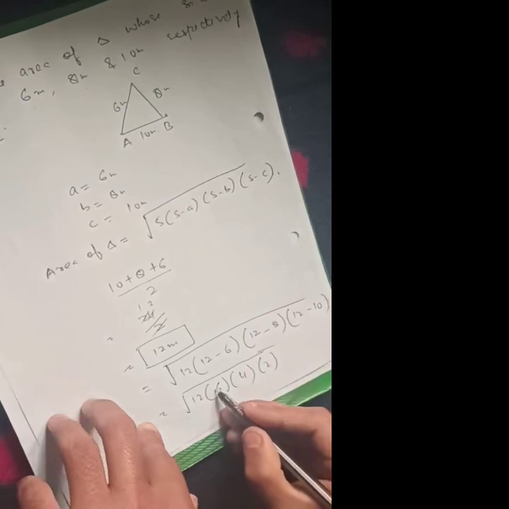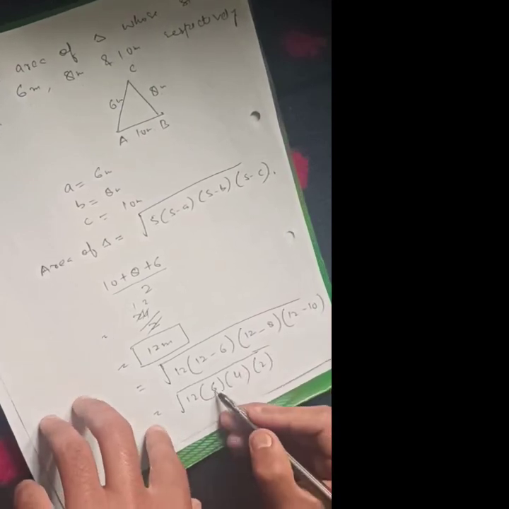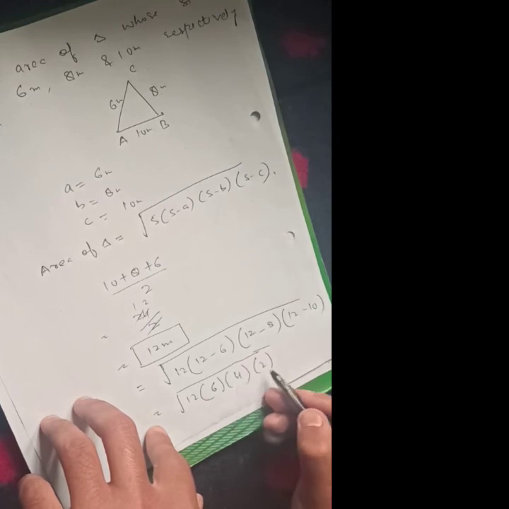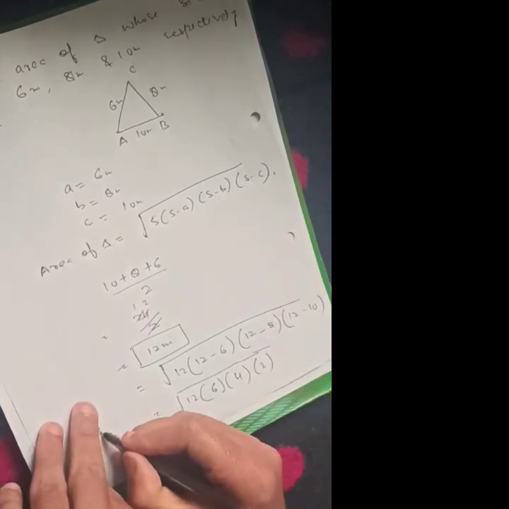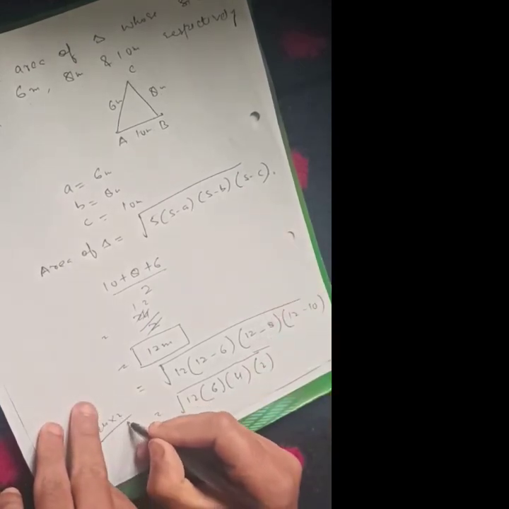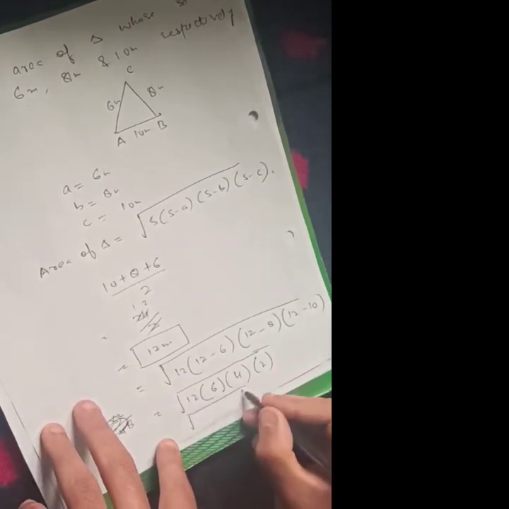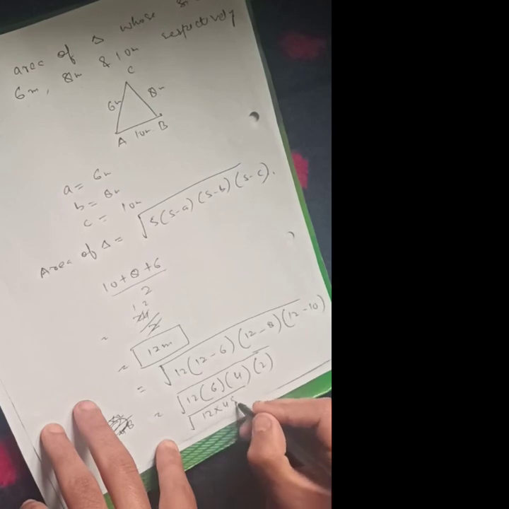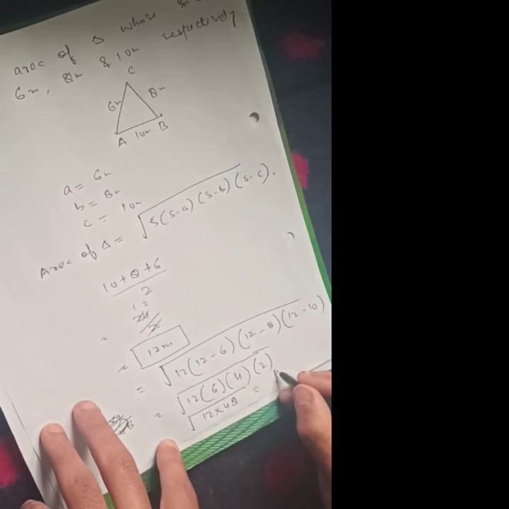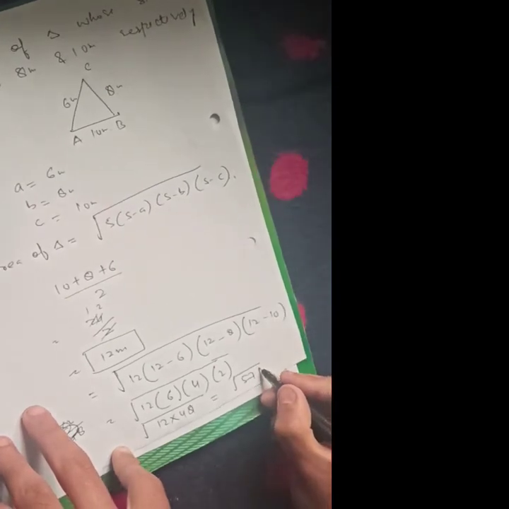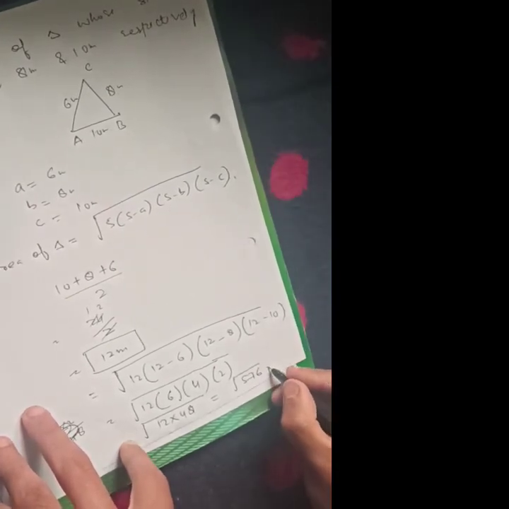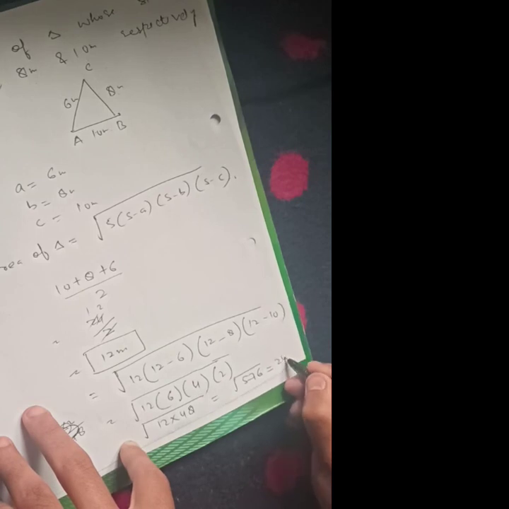So 6 into 4 into 2 into 12, 6 4s are 24 into 2, 24 into 2 will become 2 4s are 8, 2 2s are 4, 48. So it will become 48 into 12. So 12 into 48, that will become equal to root 576. Root 576 will come out to be equal to 24.